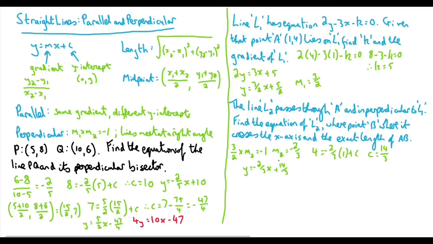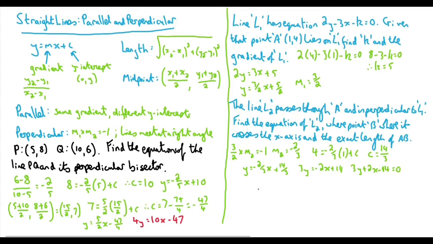If the question had specified that it wants it all as integers, maybe it wants it in the form like we had for L1 up here, where everything is on the same side as well. What we could say is we'd times up by 3, so we'd have 3y equals minus 2x plus 14, and then bringing everything over, 3y plus 2x minus 14 equals 0.